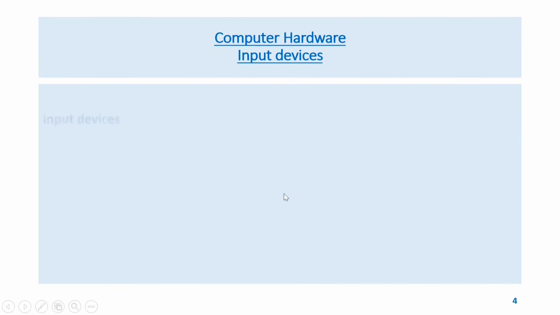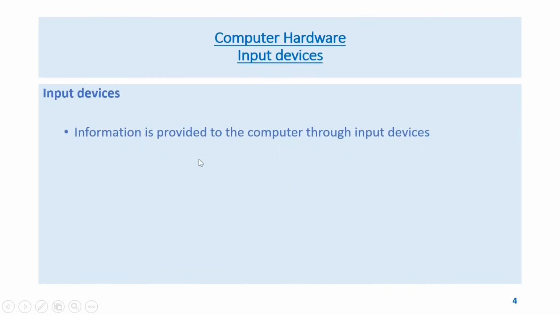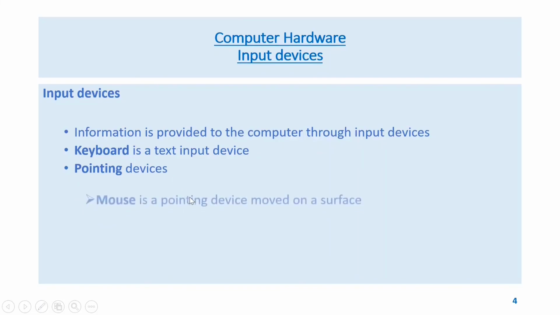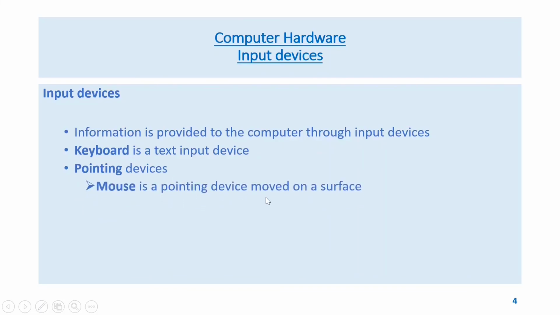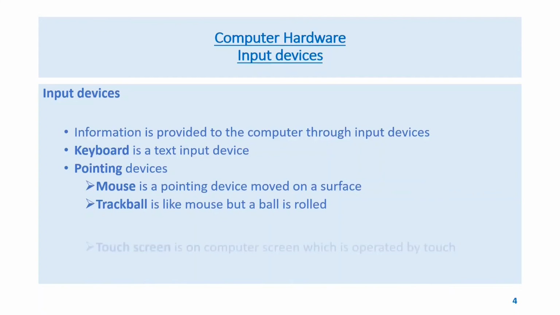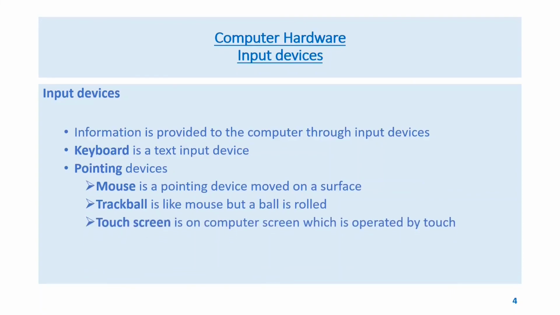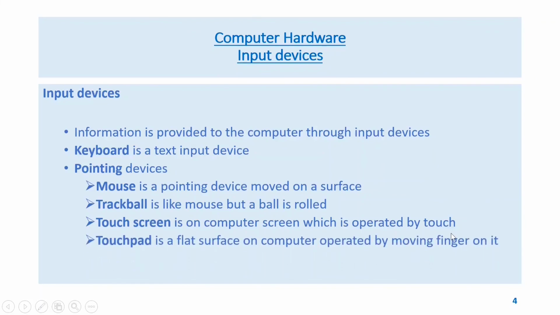Input devices. Information is provided to the computer through input devices. Keyboard is a text input device. Pointing devices. Mouse is a pointing device moved on a surface. Trackball is like a mouse, but a ball is rolled. Touch screen is on the computer screen, which is operated by touch. Touchpad is a flat surface on the computer operated by moving a finger on it.